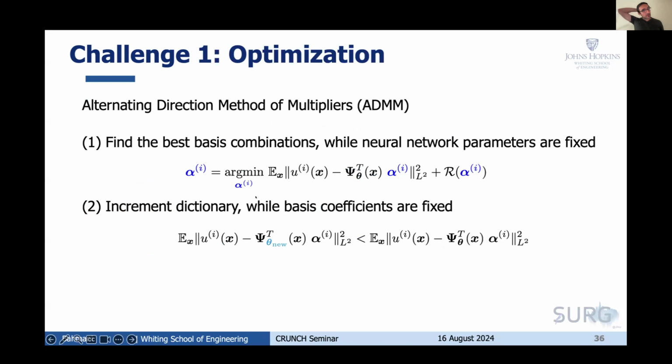So the first part, in terms of optimization, we use ideas from ADMM. Basically, you assume you have some sort of correct basis parameters. You don't focus on that. You just try to do the best optimization to get the best estimation of the coefficients. And once you have that, the second step would be to fix those coefficients, but increment the dictionary in a way that the reconstruction error reduces. That's the way we address the first challenge.